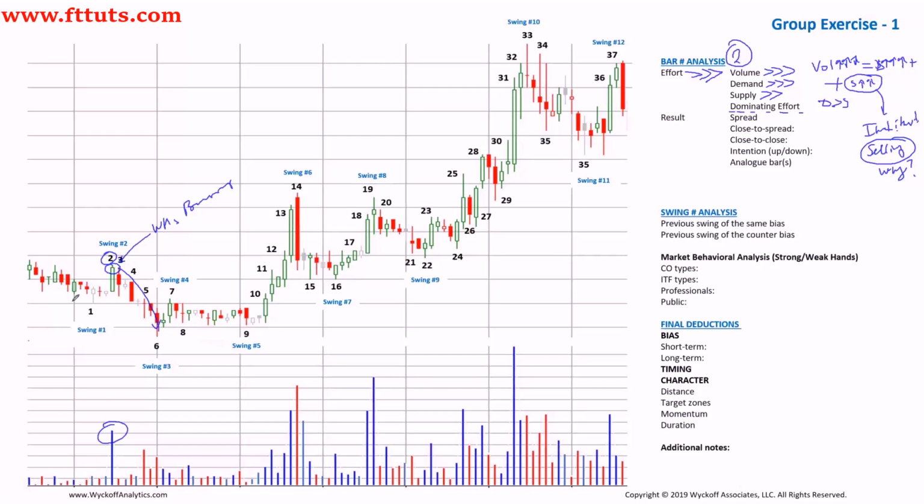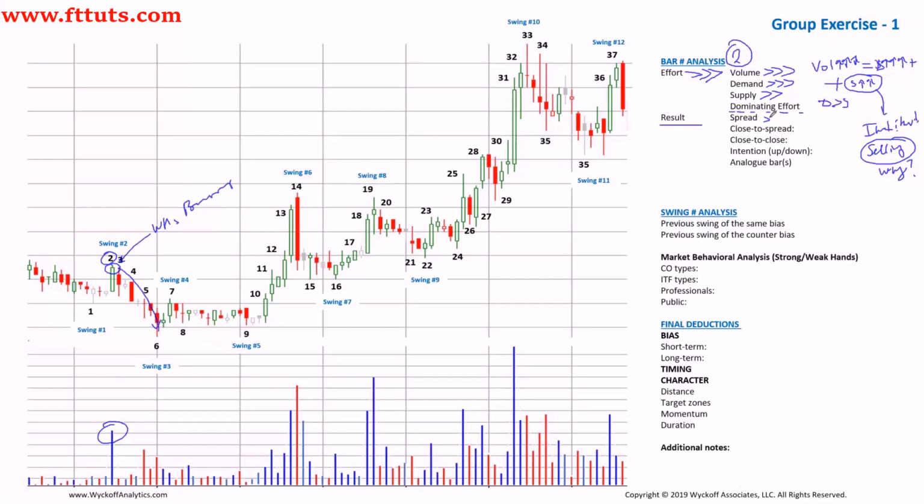I think the signature is too large to be weak hands or public. Yeah, we know that. We know that there is an institutional volume signature, right? We're just trying to define whether institutions are selling on this bar or buying. And by institutions, I obviously mean strong hands. Let's go further through the list. What about the spread, the result? Now let's discuss the result.